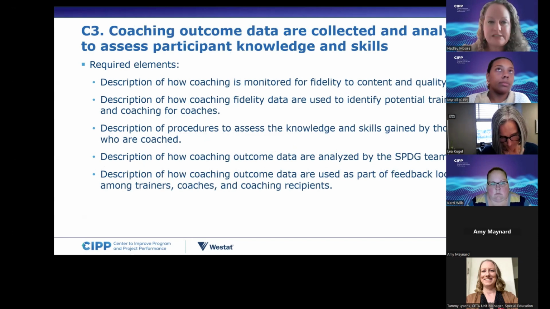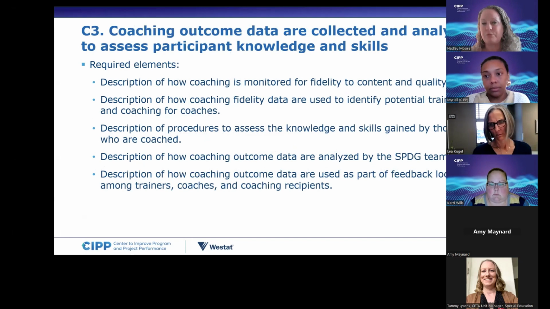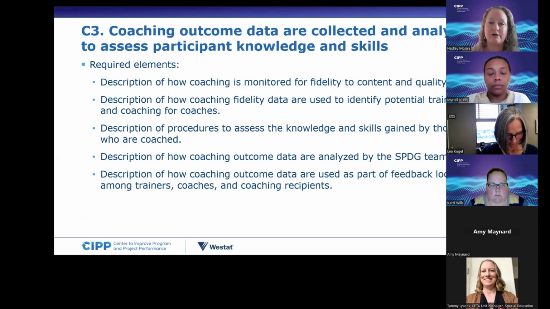And so what we often see is that there'll be a description of how the data are shared with maybe one of those groups, but not all of those groups. And what we're really looking for here is a loop whereby the coaching outcome data are shared among these different groups of people and not just with one. So that feedback loop component.